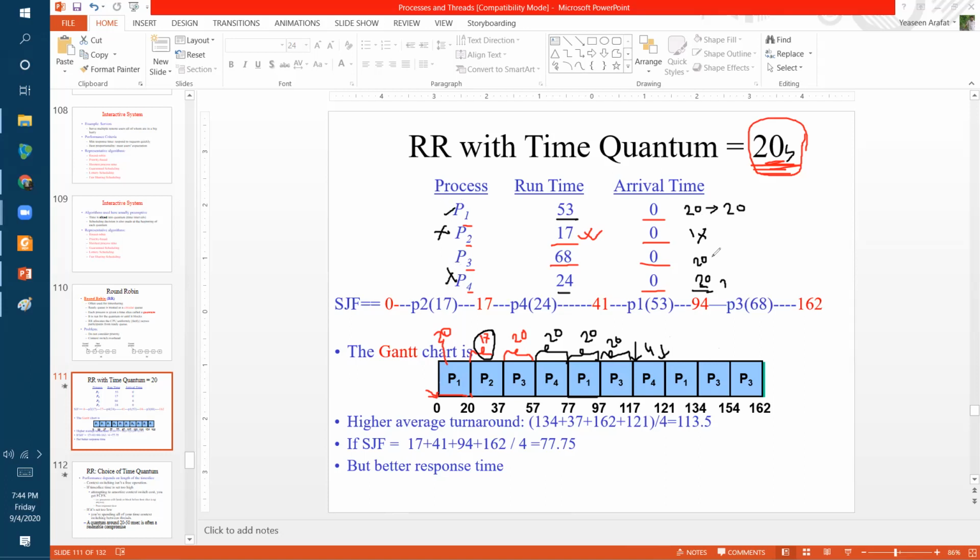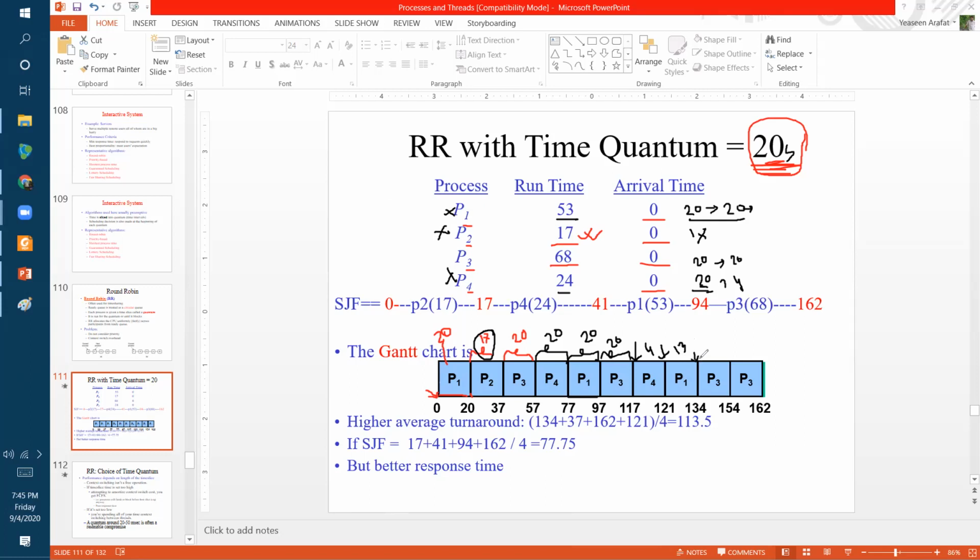Now P1 has already done its 40 seconds job, because 20 plus 20 is 40, and 53 minus 40 equals 13. So it needs 13 more seconds to finish its job. So at 121 seconds, P1 will work for only 13 seconds. P1 starts from 121 and ends by 134. So P1 has done its job perfectly.